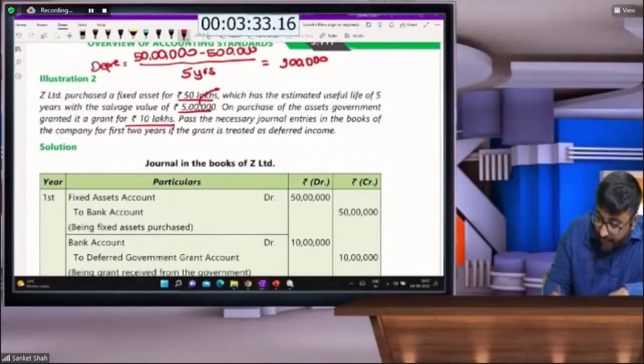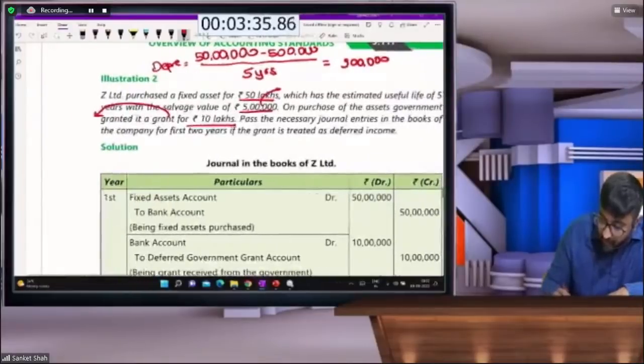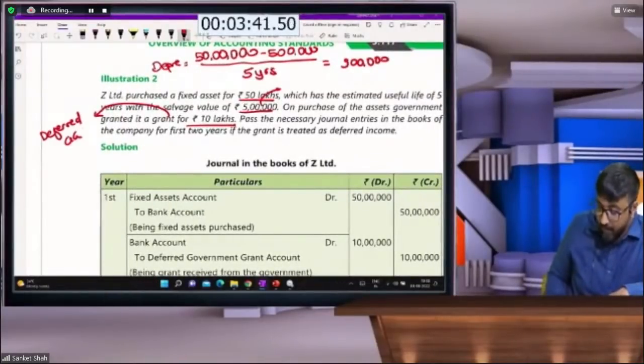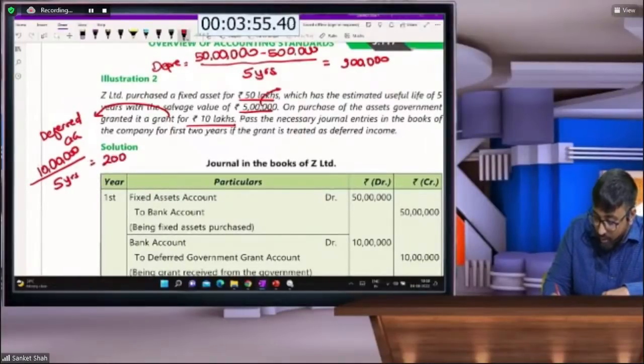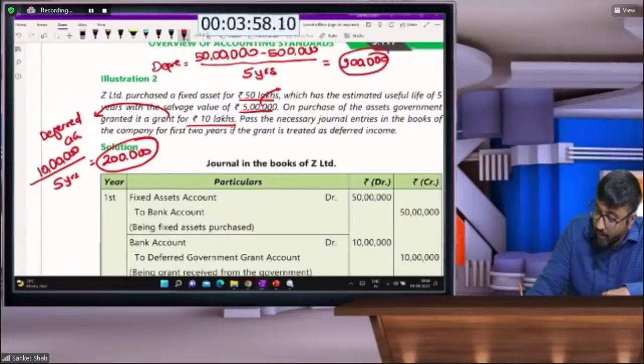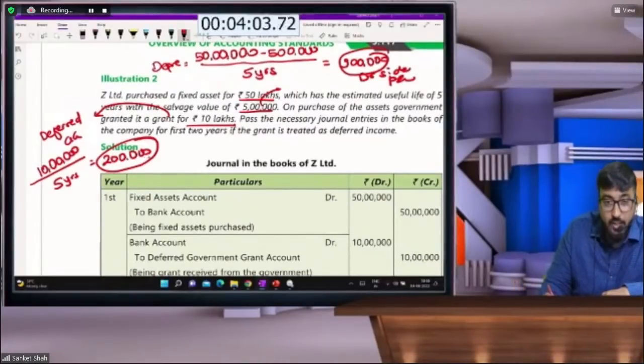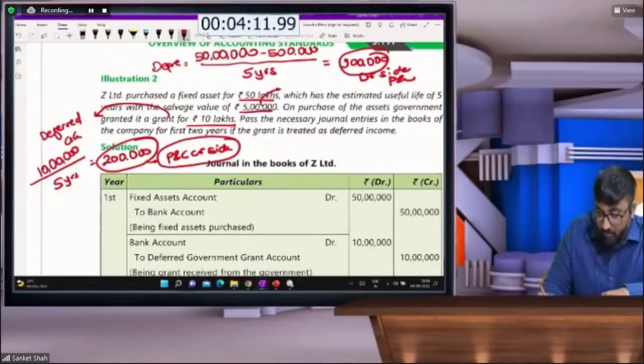And this 10 lakhs, you will record it as deferred GG. Deferred GG, government grant, deferred government grant. And of the 10 lakhs, every year in P&L you will transfer 2 lakhs rupees. So depreciation on the debit side of P&L and deferred GG 2 lakhs rupees on the credit side of P&L.